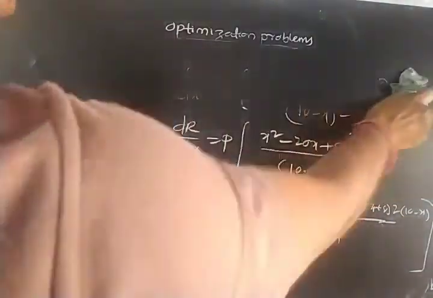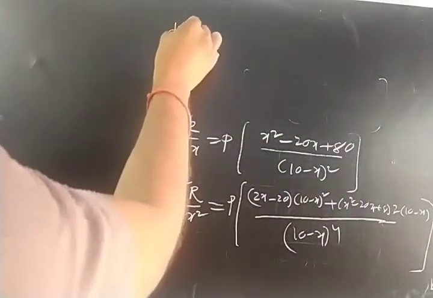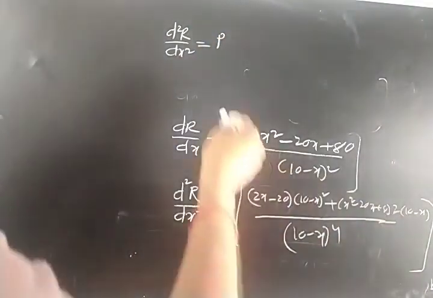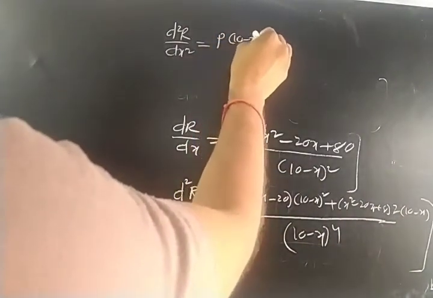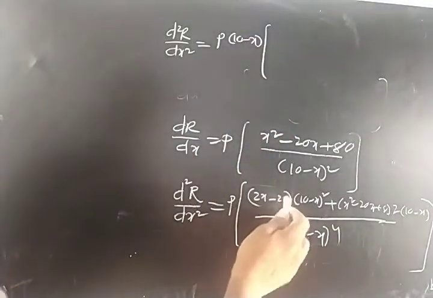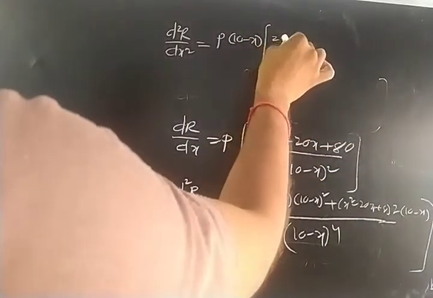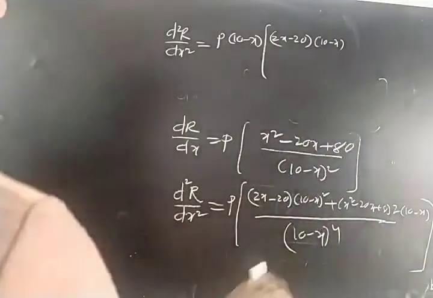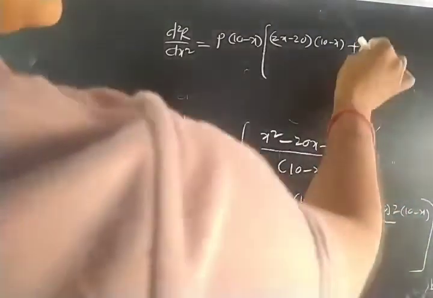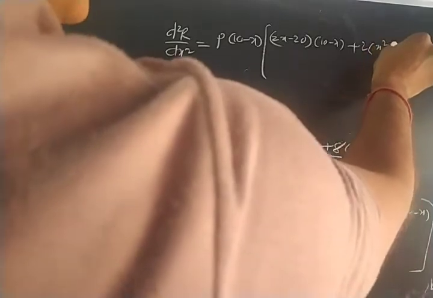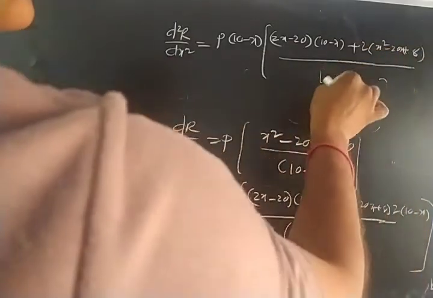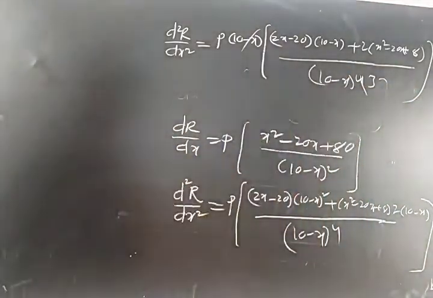By simplifying the second derivative, what we will get? d²R/dx² is equal to P inside. So (10 minus x) I am taking common, (10 minus x) I am taking outside. So inside we will have (2x minus 20) into (10 minus x) plus 2 into (x² minus 20x plus 80) by (10 minus x) whole power 4. So one time cancel, this is cube.